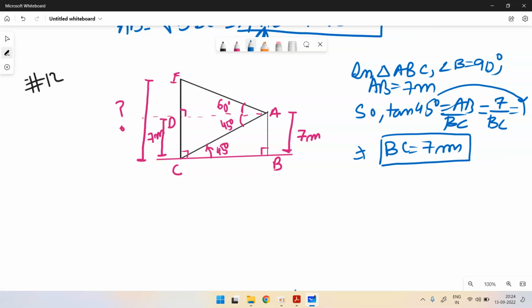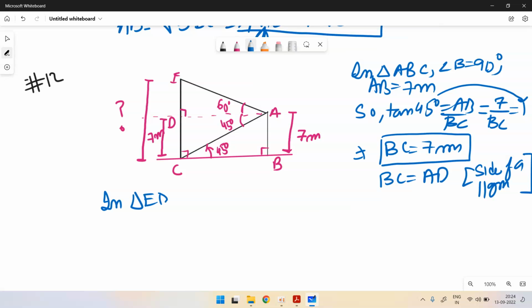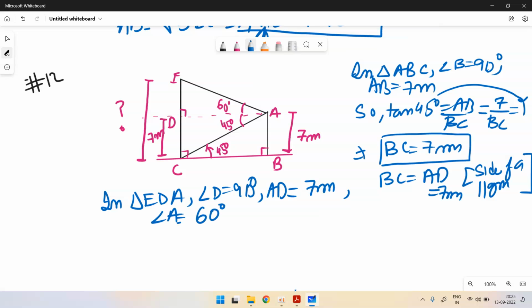Now BC equals AD. Why? Because it's a side of a parallelogram. Now in triangle EDA, this angle D is 90 degree, and this AD you have just calculated to be 7 meters, and angle A is 60 degree.